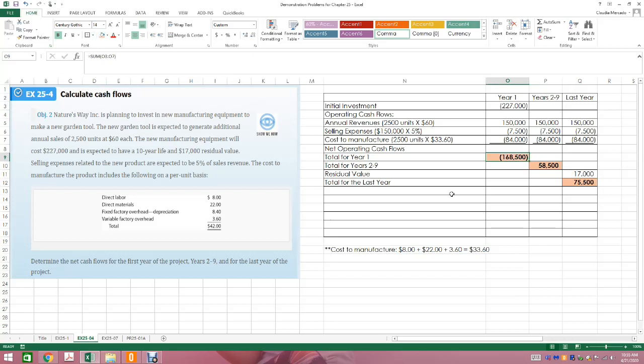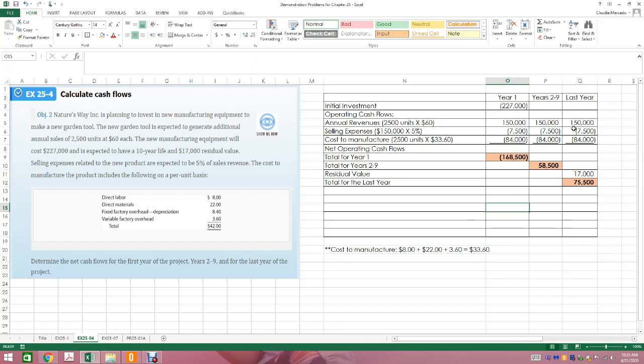Let me highlight those. Year number one, because that's the year that you made your investment, you're negative 168.5. Years 2 through 9, every year you're going to be making 58.5. And then the last year, you're going to have positive 75,500. So the question was, determine the net cash flows for the first year of the project, which is negative 168.5. Years 2 through 9, my cash flows are 58,500 per year. And for the last year of the project, it is 75,500.